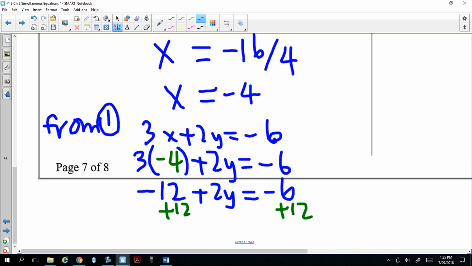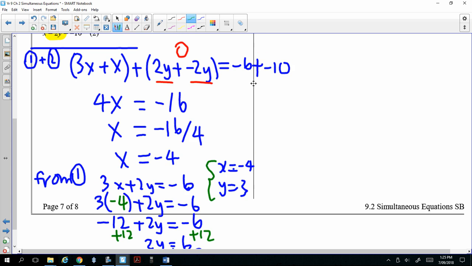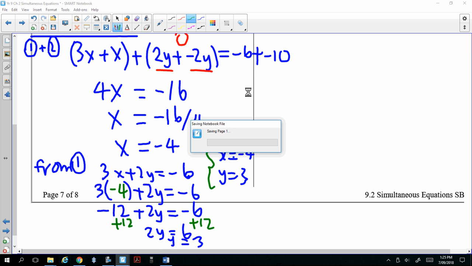Alright, let's move on to the next student. So I think this is pretty easy. The answer is 3. Get the idea? So x equal to negative 4, y equal to 3. Get the idea? Alright, that's elimination. One minute, and I will move on to the next one. Get ready.